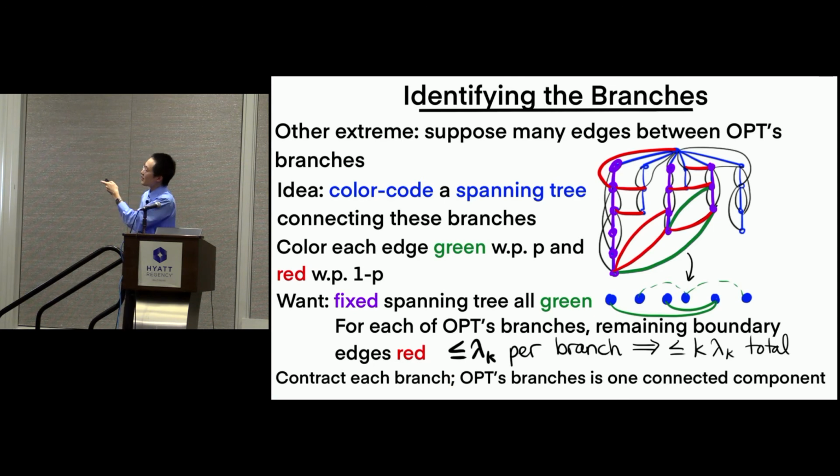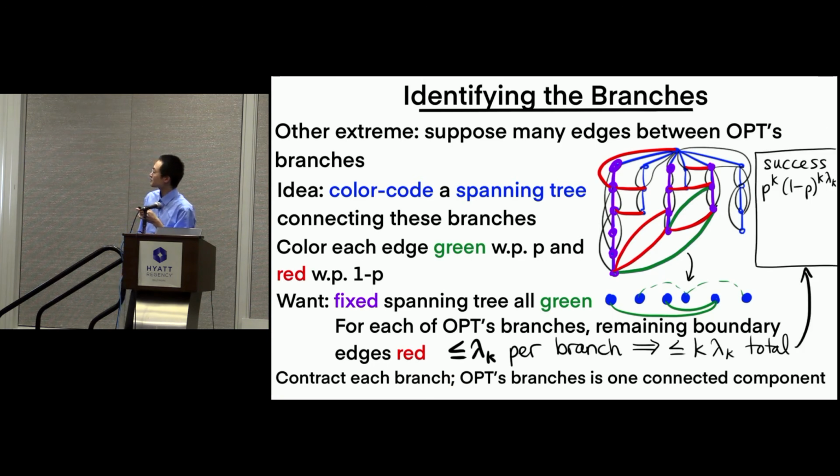So now if you imagine contracting every branch, you get a connected component of green edges that is exactly the branches that opt picks. So here we can completely figure out which branches opt took. Success probability is this following expression, and by setting a judicious value of p, we can get a success probability of 1 over lambda k to the k times fpt in k.